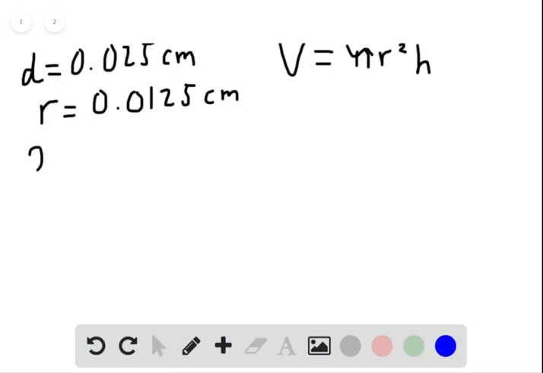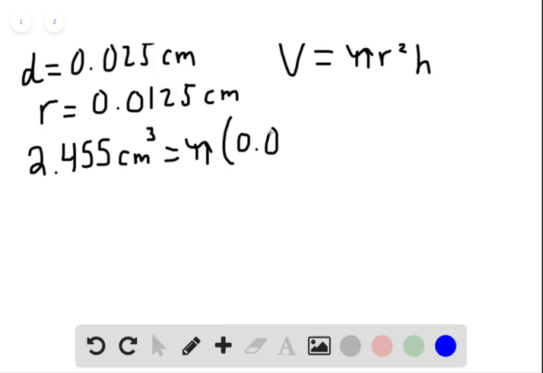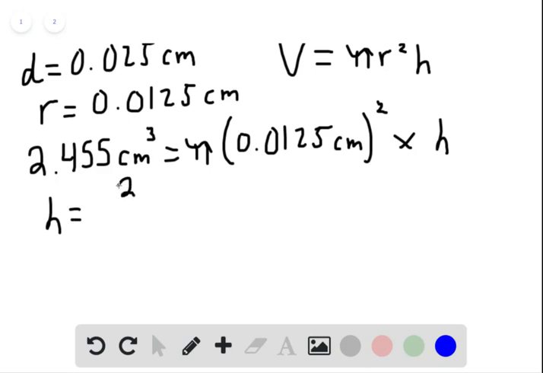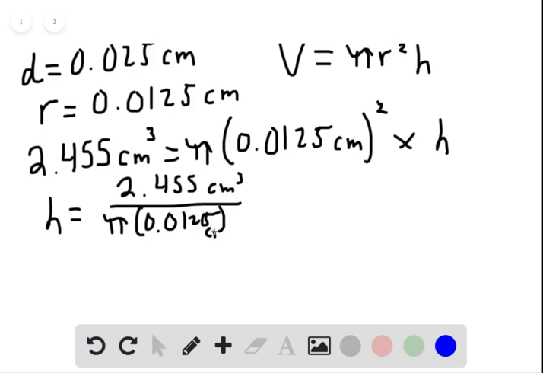And then you're just going to plug in the numbers that we've gotten so far. So volume is 2.455 cubic centimeters. It's going to be equal to pi times 0.0125 centimeters squared times h. And then we're going to divide. So h is equal to 2.455 centimeters cubed over pi times 0.0125 centimeters squared.